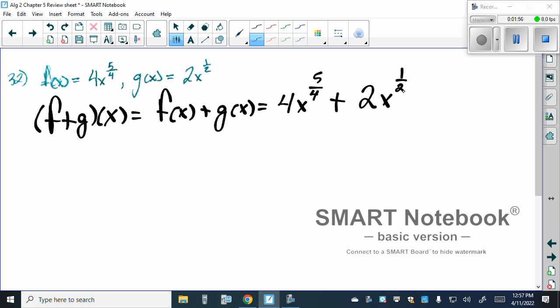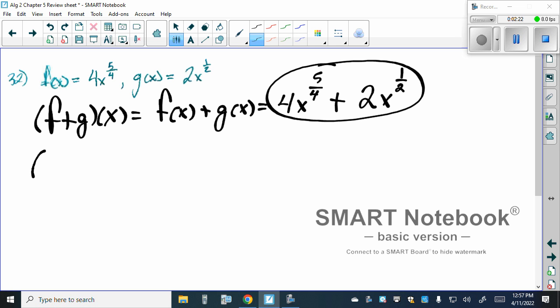Now, for us to be able to add or subtract, the variables have to be the same. And x to the 5/4 is not going to be the same as x to the 1/2. Those are not the same exponents. So that right there is f plus g of x. So if the exponents with the variables aren't the same, we can't add them. Any other questions on f plus g of x?